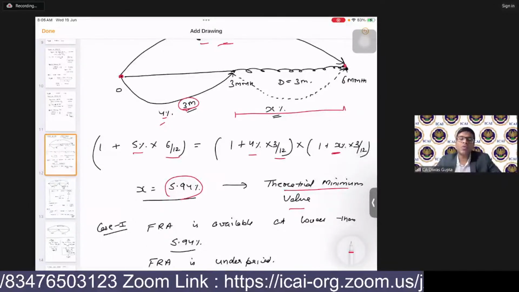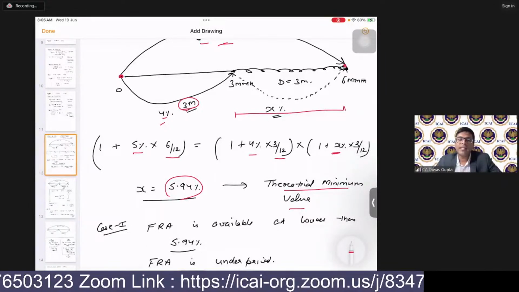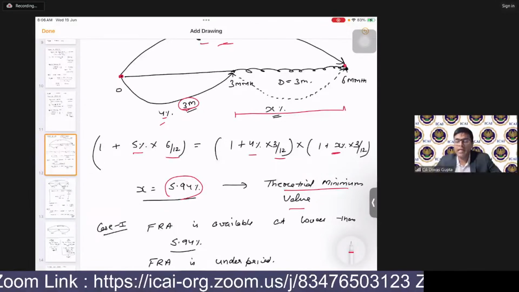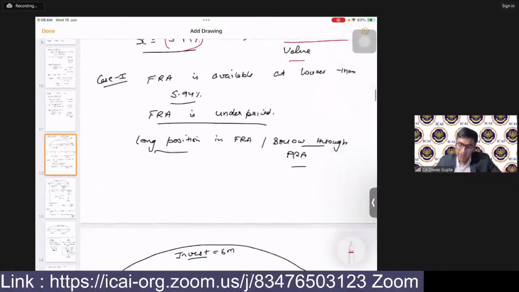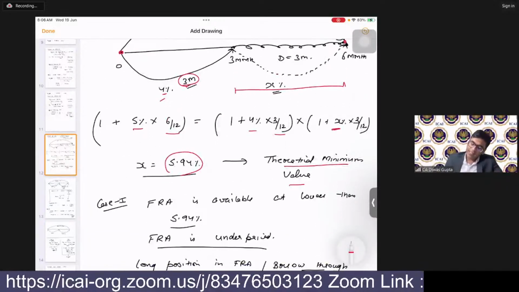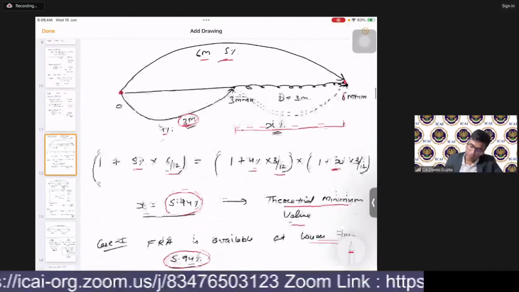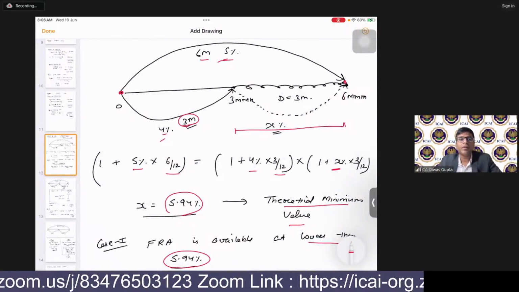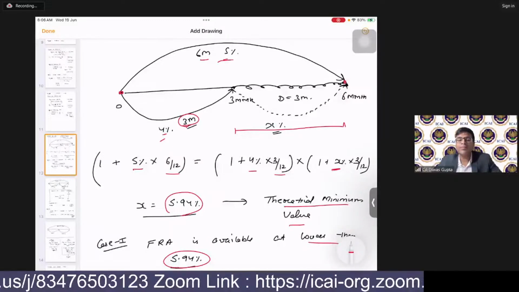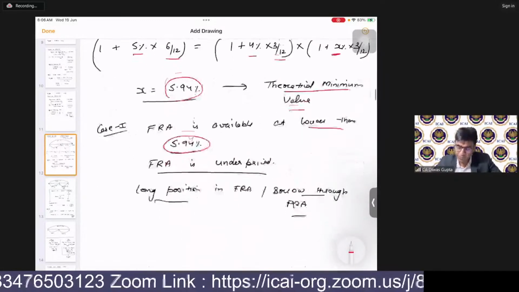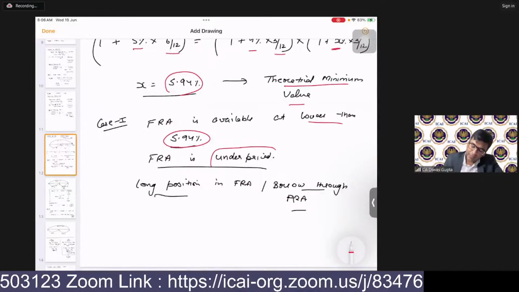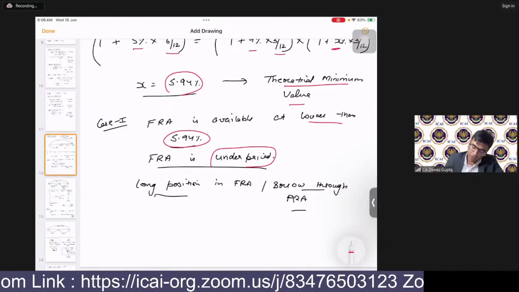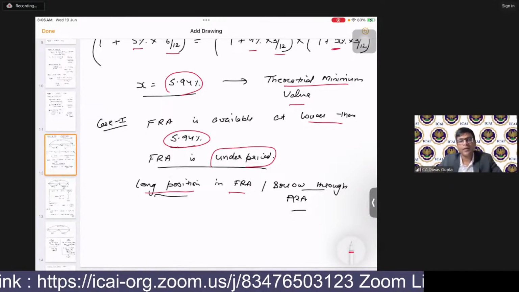And if you see this equation also, what we are doing is we are just simply taking the percentages, multiplying it with the time to which it is effective, right? Now, if you feel that FRA is available at lower than 5.94, right? Theoretical minimum value is 5.94, students. And if you feel that the FRA is available at lower than 5.94, then what will you do? FRA is underpriced.